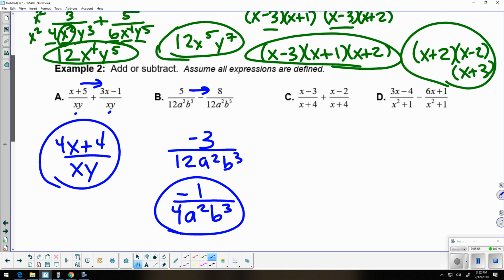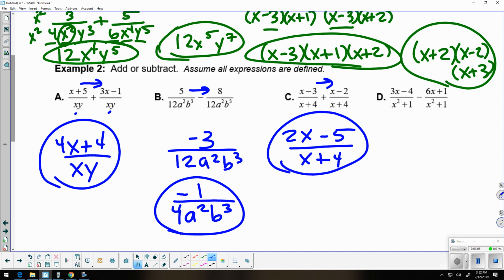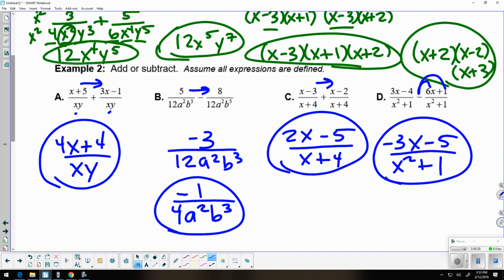For C, again, you already have your common denominators, x plus 4, so we'll keep our denominator, just add, go straight across, combine your like terms, you'd have 2x minus 5, and that's about all I can do. And then same thing for D, you have your common denominators, so I'm going to keep x squared plus 1 on the bottom, but now when you subtract, you're subtracting the whole entire numerator. You're subtracting 6x and then also 1 from their like terms. So a 3x minus a 6x is a negative 3x. Negative 4 minus 1 makes that negative 5. So there's my solution. Okay?